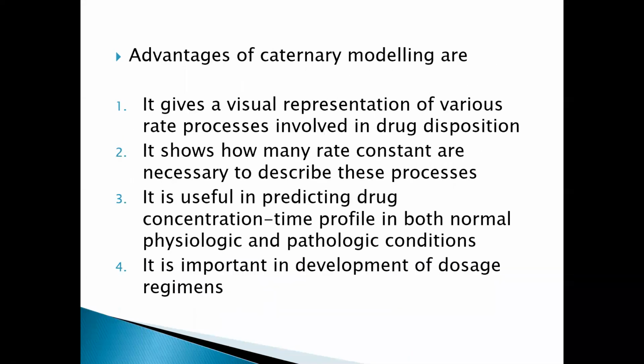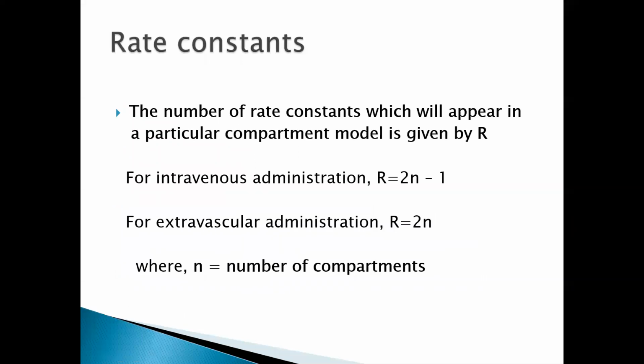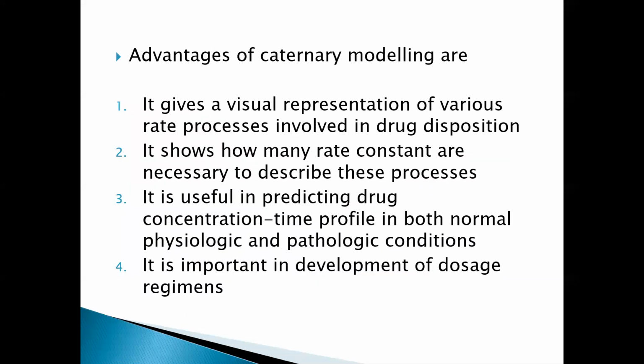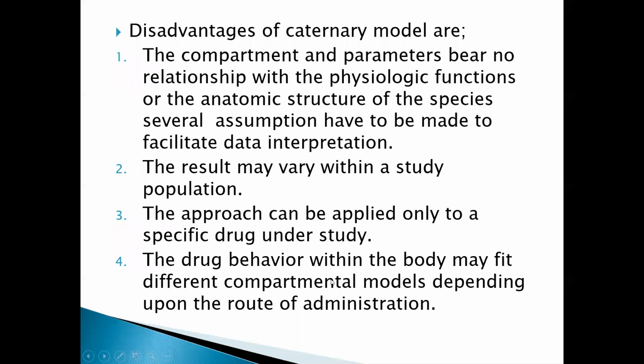So the advantages of the catenary model. We discussed earlier the mammillary model, and now we are discussing the catenary model. What are the advantages and disadvantages? The catenary model gives a visual representation of various rate processes involved in the drug disposition. It shows how many rate constants are necessary to describe these processes. It is also useful in predicting the drug concentration time profile in both normal physiologic and pathological conditions. It is important in the development of dosage regimens.